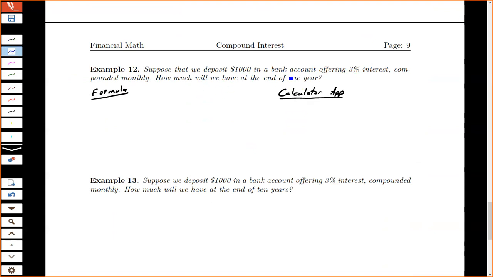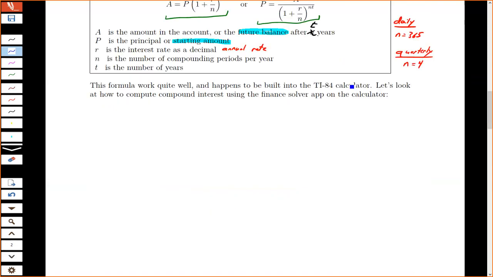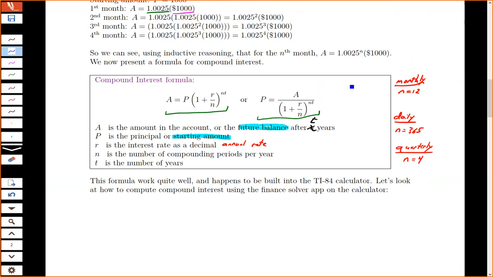All right, so first let me list my given information. We're depositing $1,000, so P is equal to 1,000. It's 3% interest, so my interest rate is 0.03. Compounded monthly, so the n is 12. How much will I have at the end of the year? So I want to find A. If I go back to my formulas, I want to use the A equals formula. A equals P parenthesis 1 plus r over n to the nt.